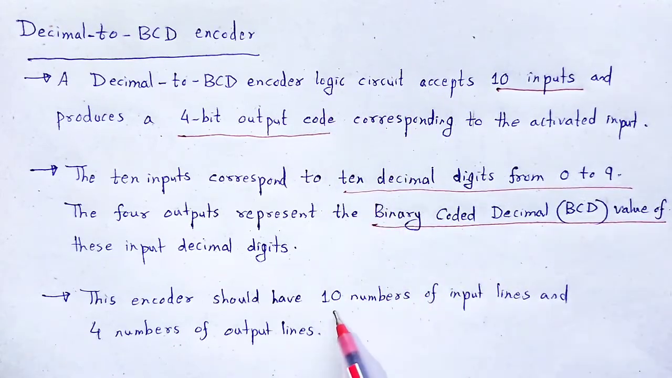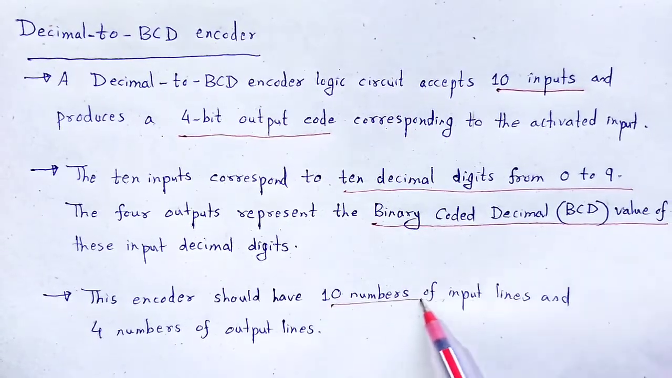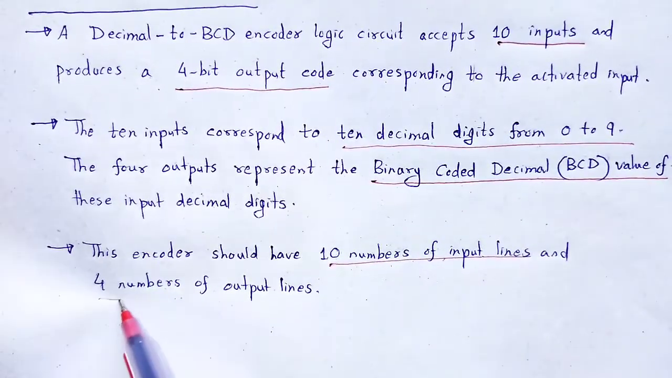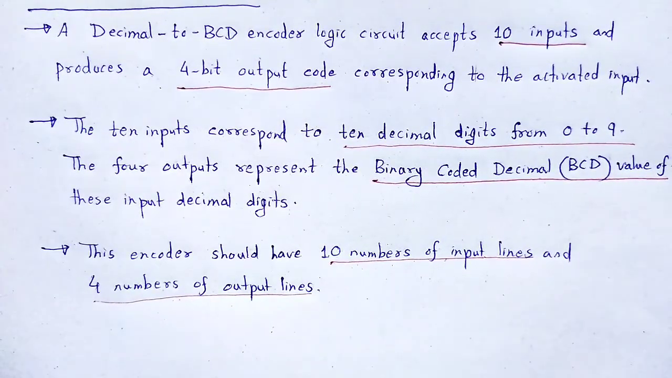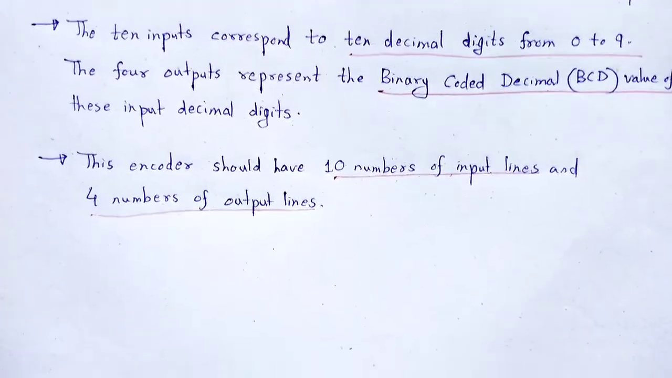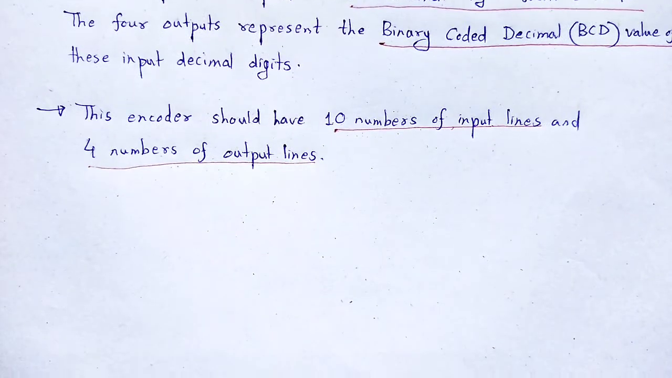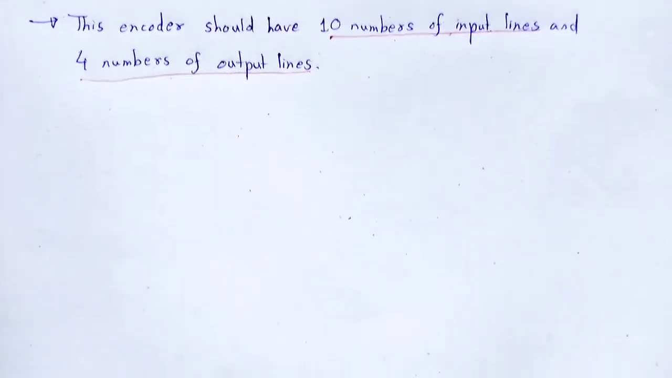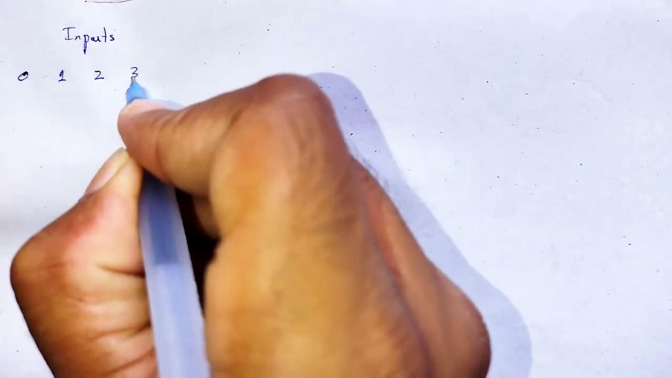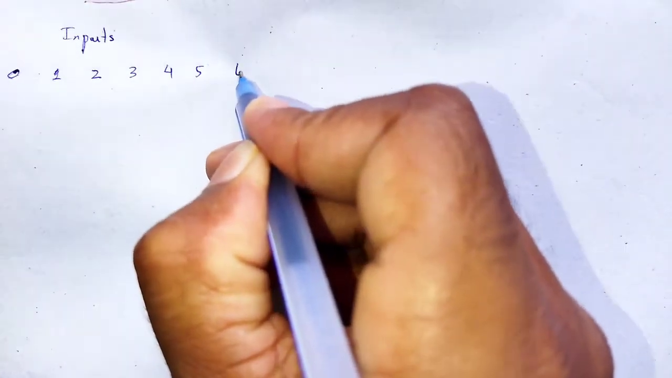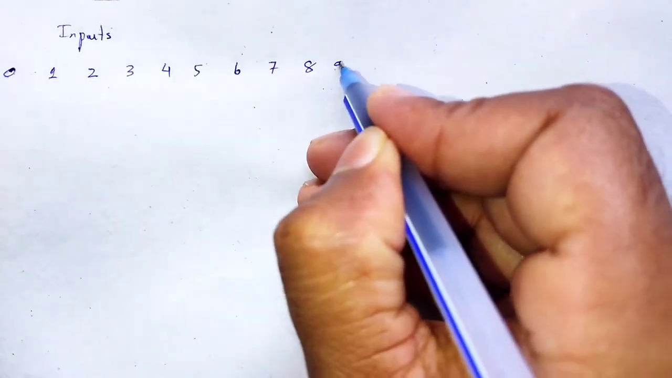That kind of encoder has 10 inputs and 4 output lines. In the truth table, we construct the truth table by taking 10 inputs and 4 outputs. Inputs, 10 inputs from 0 to 9: 0, 1, 2, 3, 4, 5, 6, 7, 8, 9.